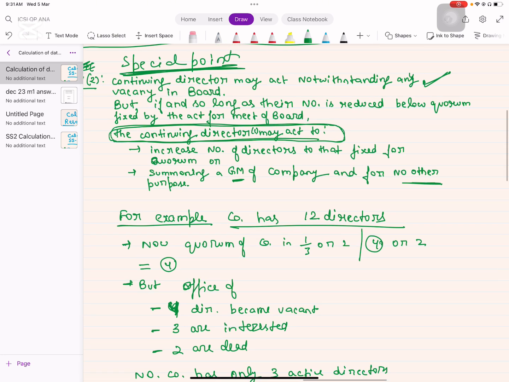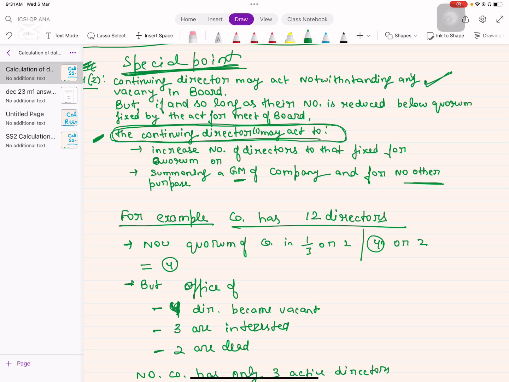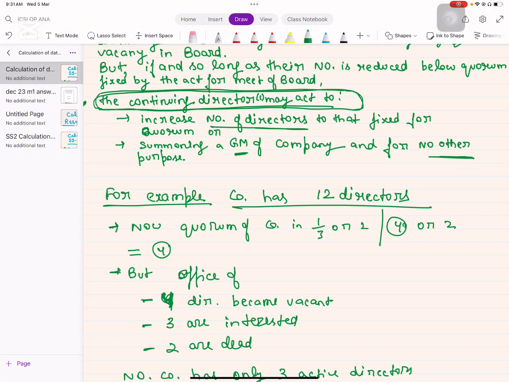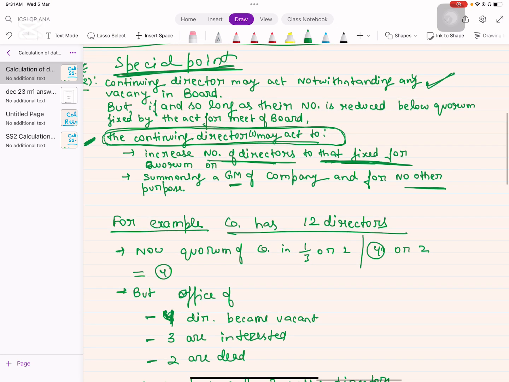Hence, the continuing directors as a whole cannot do an act which requires the consent of the board of directors in a board meeting, but they can act to increase the number of directors to that fixed for quorum. I mean, if they are not given the power to increase the directors, then that will create a never-ending loop where they cannot even appoint directors and cannot do other things. That is why this provision says if there is a vacancy in the board by which the number of directors is reduced below the minimum, then the board of directors as a whole cannot do anything except increase the number of directors.